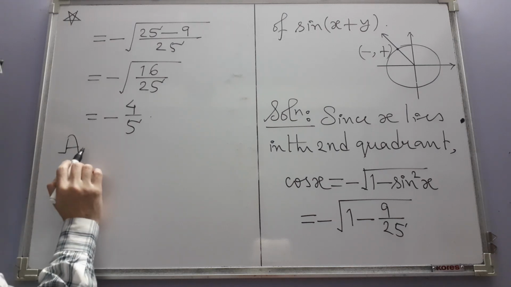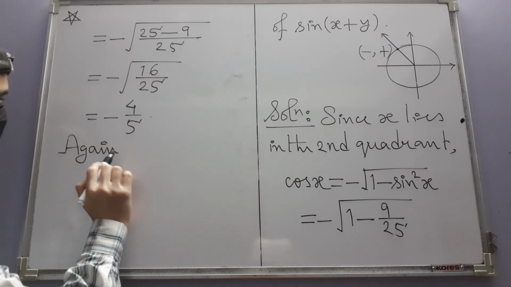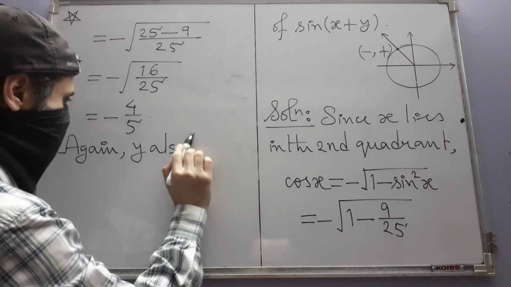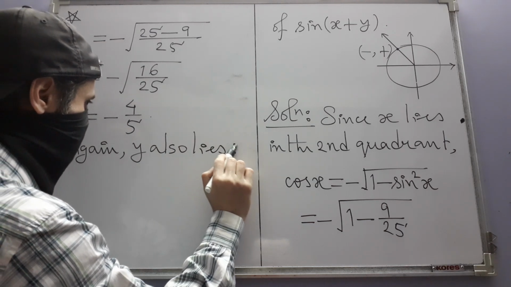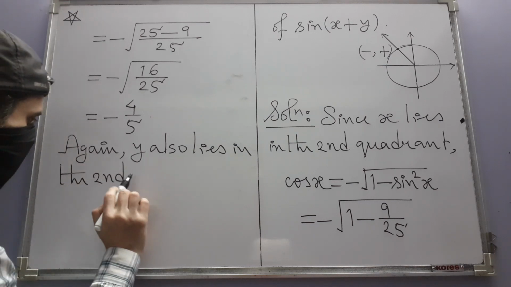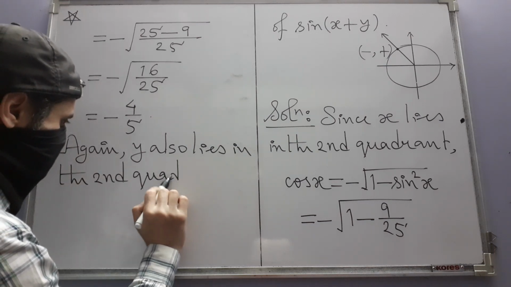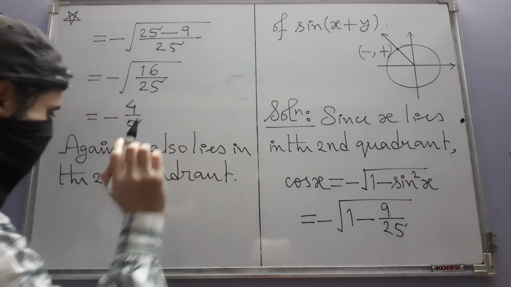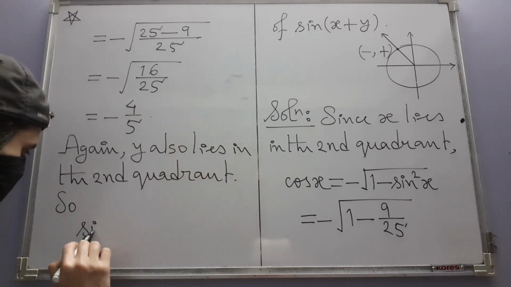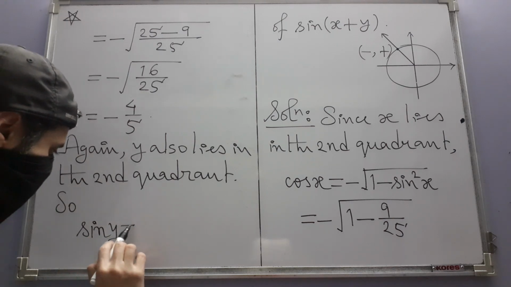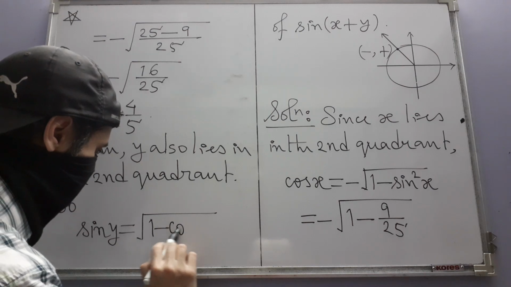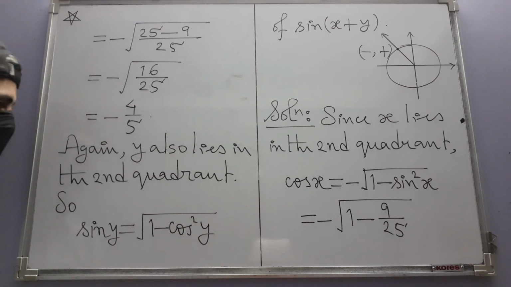Again, y also lies in the second quadrant. So sin y is just positive square root of 1 minus cos square y.